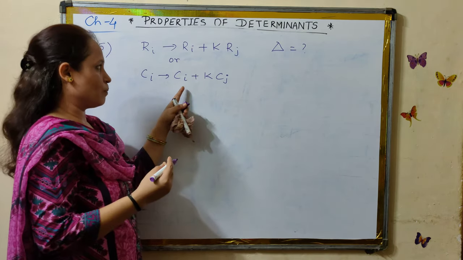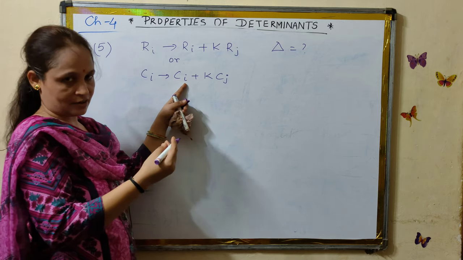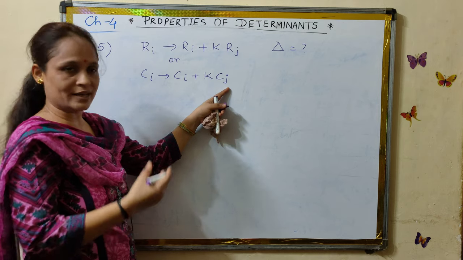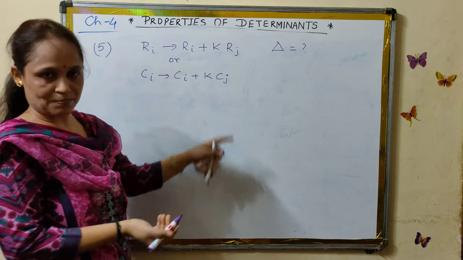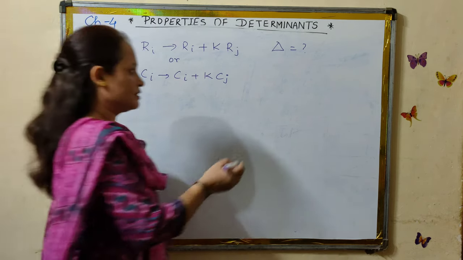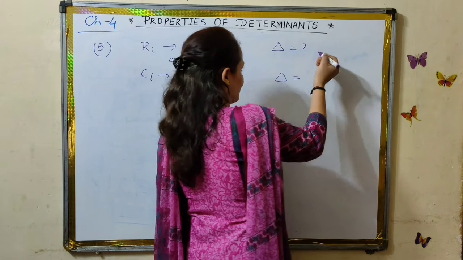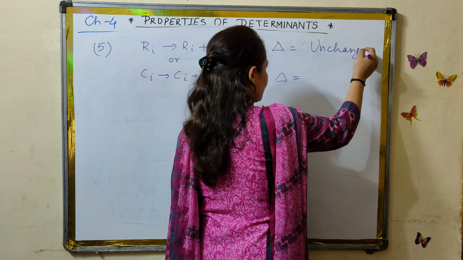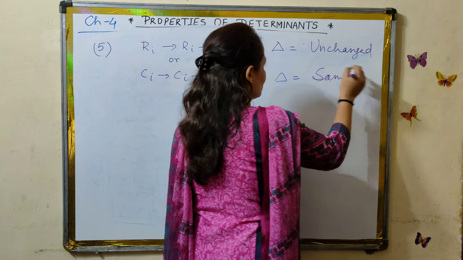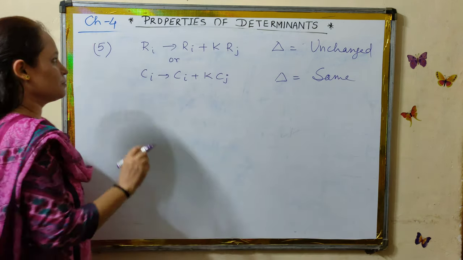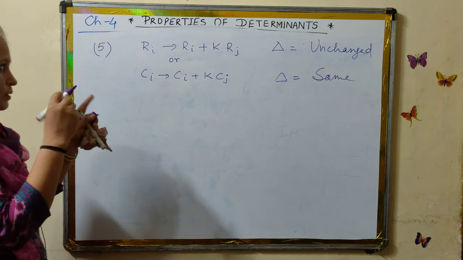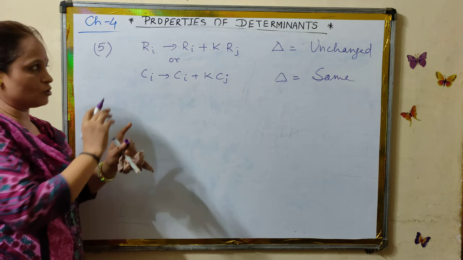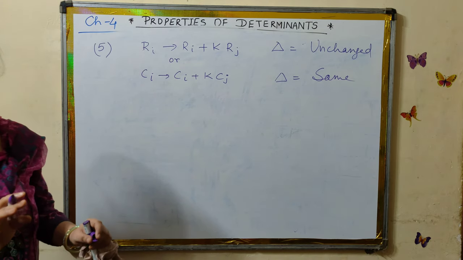Similarly, if the same operation is done column-wise, to any column we add scalar times the corresponding elements of some other column, what happens to the value of the determinant? The value of the determinant in both the cases remains unchanged, remains the same. That means even if you perform these operations on a particular row or a particular column, the value of the determinant will not change.